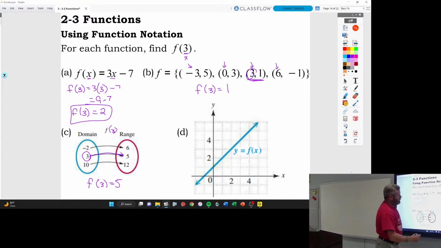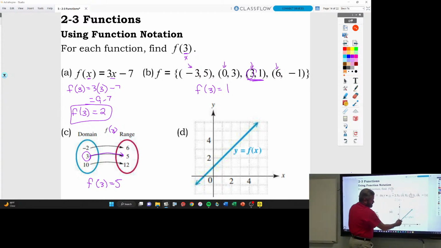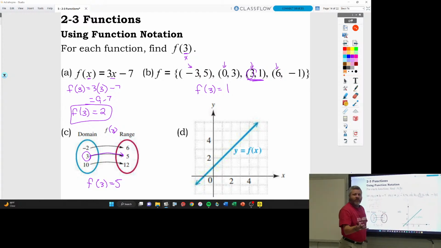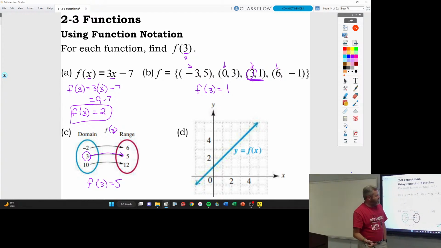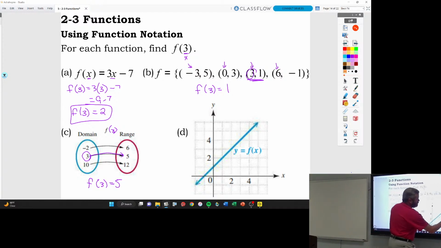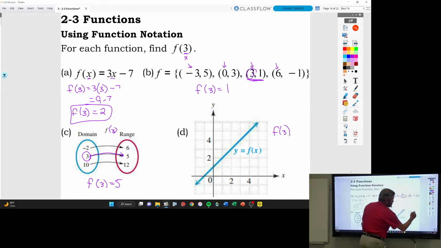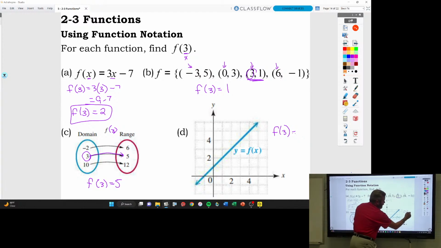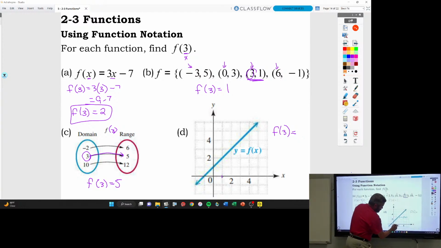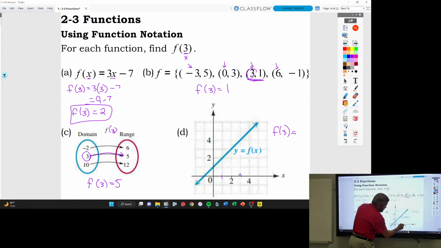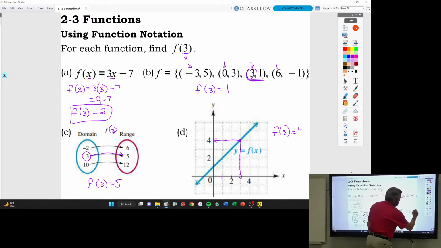And part D, if this line happens to be my function, and it doesn't matter what the function is, y is f of x, I want to know what is f of 3. So I go on my x-axis, 1, 2, 3 is right here, and I go up to find that value. So f of 3 is 4.